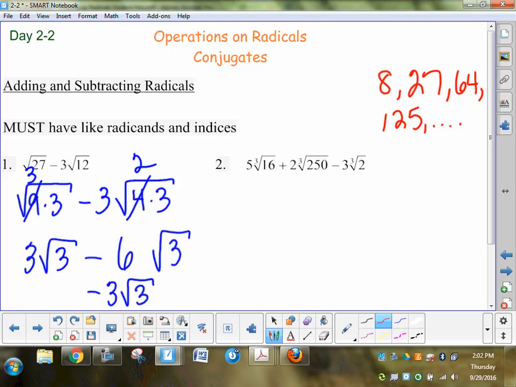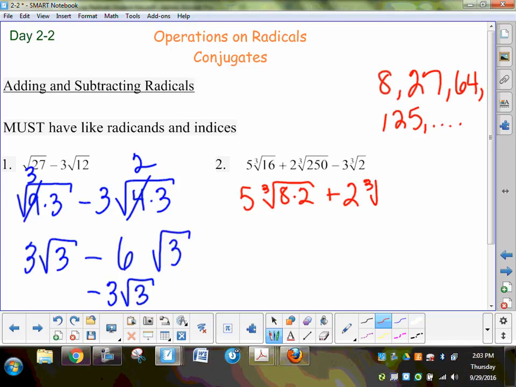Looking at that, what's the biggest perfect cube that goes into 6? By the way, like indices, but not like radicands, so we can't do anything. 8 times what? So 5, and then the cube root of, this would be 8 times 2. Plus, now over here you've got 2 cube root of. How do I want to break down the 250? That's outstanding. Now, what do we do the last one? Well, you're stuck with it. Nothing goes, no perfect cubes go into 2.